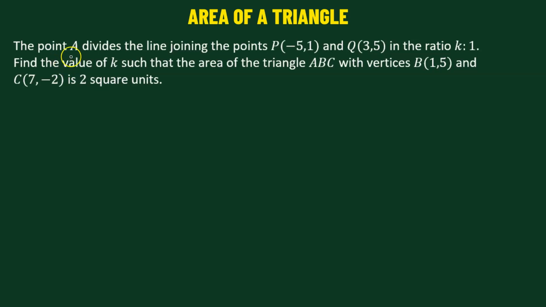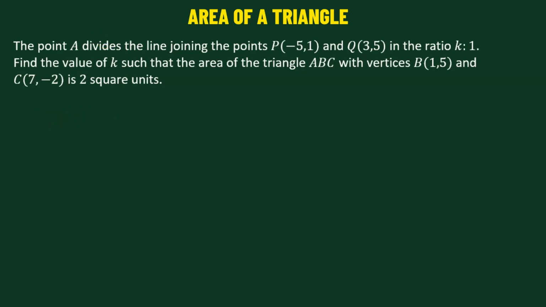So here we have in this problem a point A that's dividing the line joining P and Q in the ratio K is to 1. We need to find out the value of K such that the area of the triangle ABC, where the coordinates of B and C are given to us, is 2 square units. Let's try to understand it first.